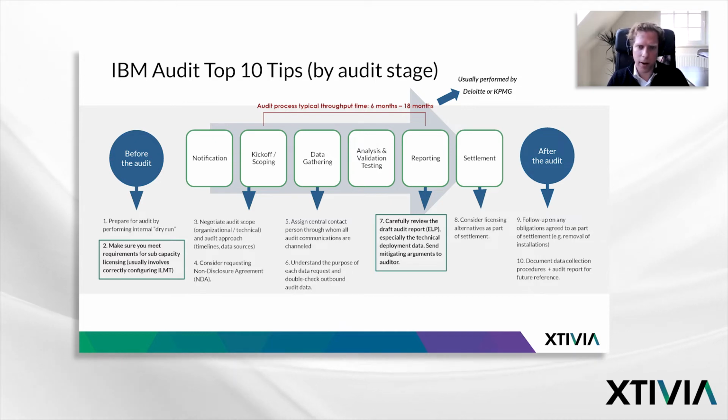The second one is to make sure that you fully meet the requirements for subcapacity licensing, because if you don't fully meet them yet, there are still things you can do before an audit to put yourself in better shape, and where you might then be assessed as having met the subcapacity requirements. I'll talk a little bit later about why that's so important, because of the significant risk that's involved in that.